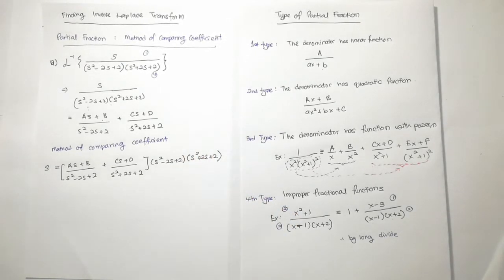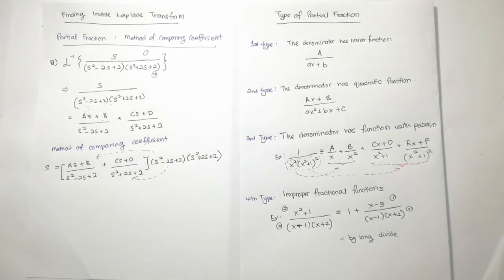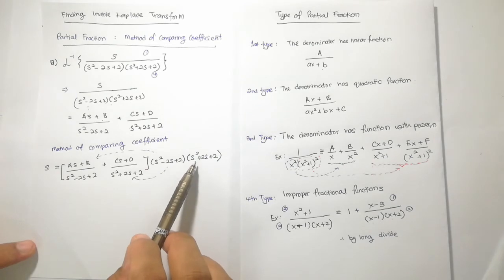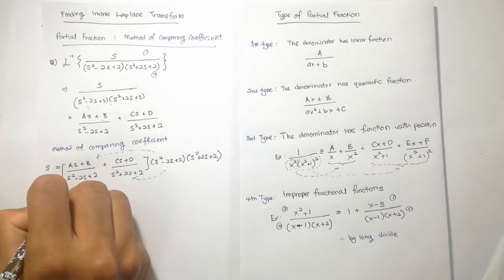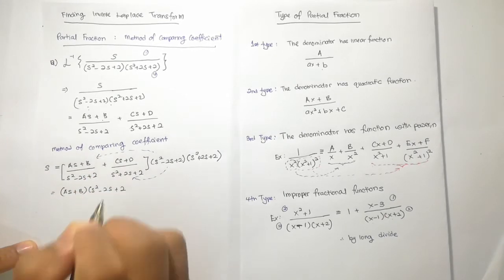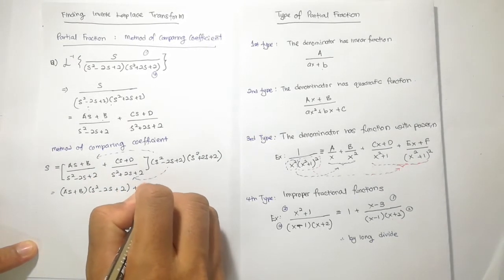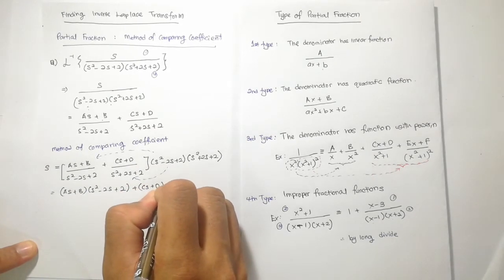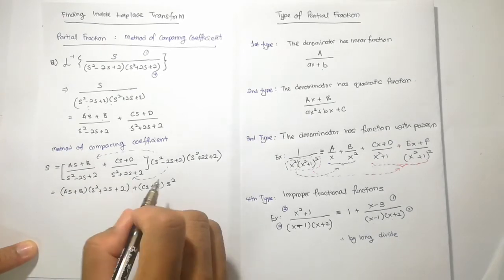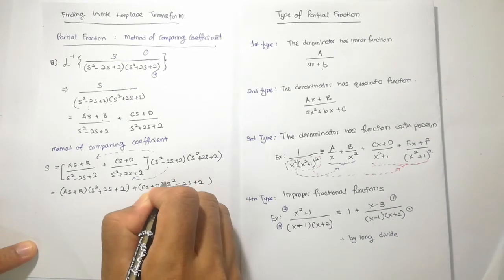We multiply this with the first term, and also this with the second term. When we multiply, this one will be cancelled out and the remaining is As plus B multiplied with s squared plus 2s plus 2. For the second term, we cancel this one and this one, so we will have Cs plus D multiplied with s squared minus 2s plus 2.